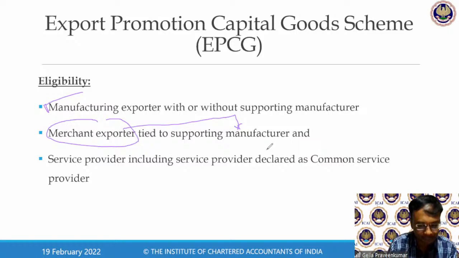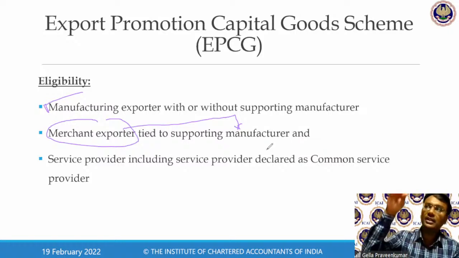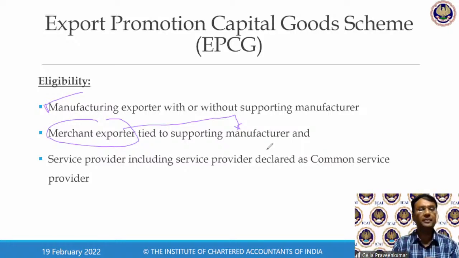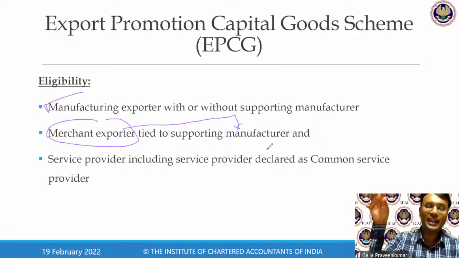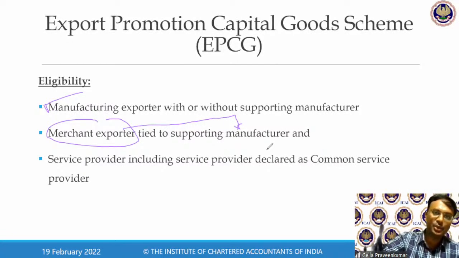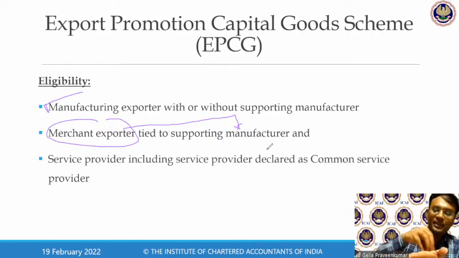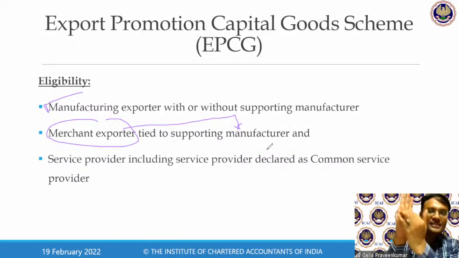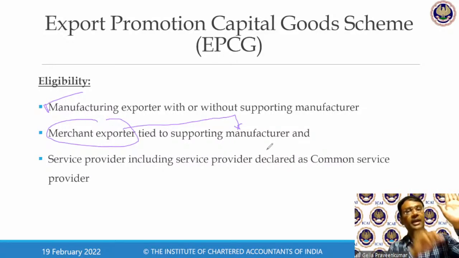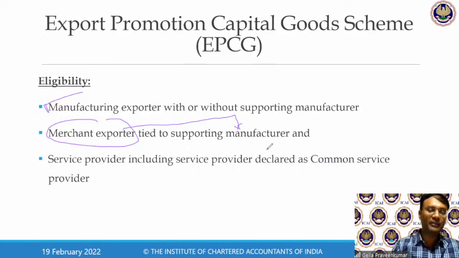Now, in case, say, Pramod has a good connect with UAE. All the region of UAE, he has potential leads in UAE, where Pramod is not a manufacturer. So what can he do? Pramod can buy from Nisha. When Pramod is exporting out of India, in the shipping bill which is to be filed by Pramod, he discloses that these goods are manufactured by Nisha, who is my supporting manufacturer. So the details of Nisha should come on my shipping bill.